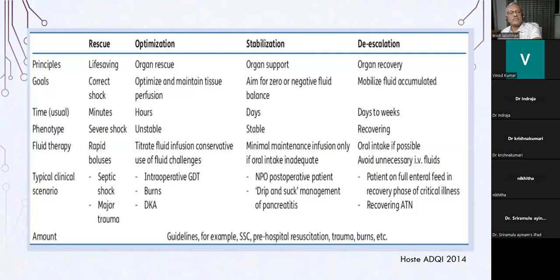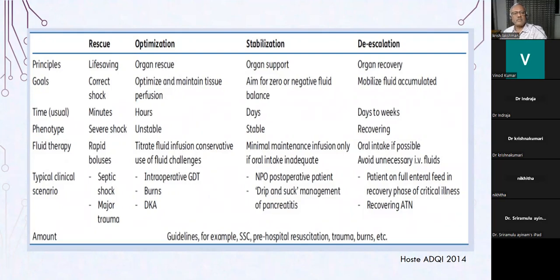When stabilization comes, then you have a zero balance. That means you do not give more fluids, you give as much fluid as is the output. And that is stabilization. That may be for a few days. Once the sepsis gets over, then you reach the stage of de-escalation. Sepsis is over, organ function has improved, and at this point you have to give much less fluid than the output. Remember, by the time the patient has come out of sepsis, in 3-4 days, he may be in 8 to 10 liter positive balance. He will have a lot of fluid in the third space.